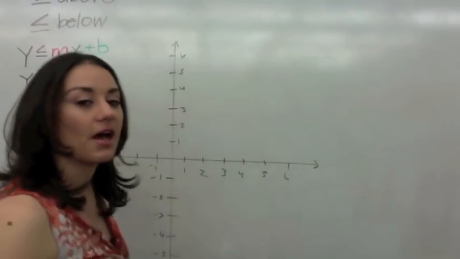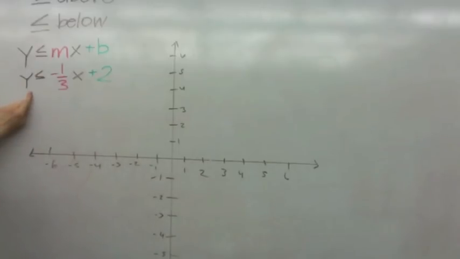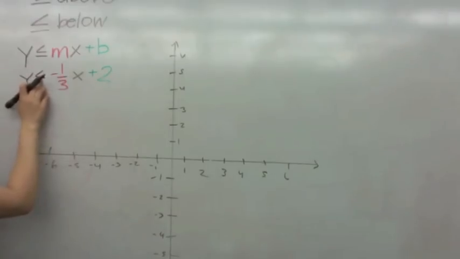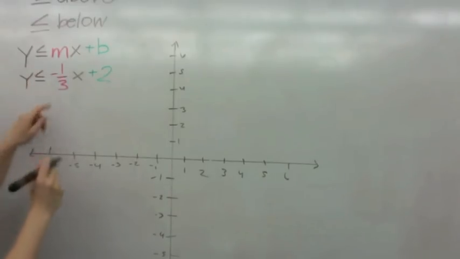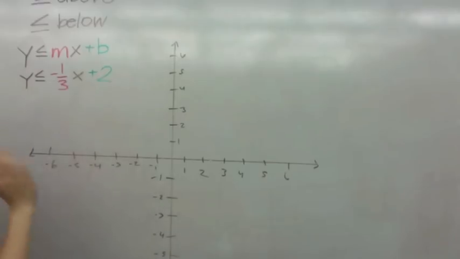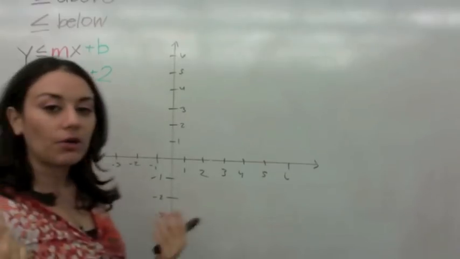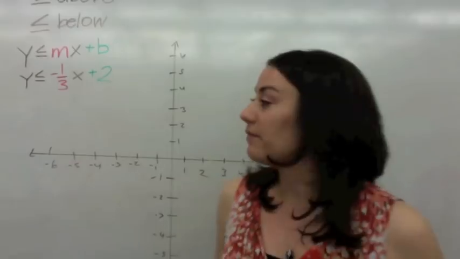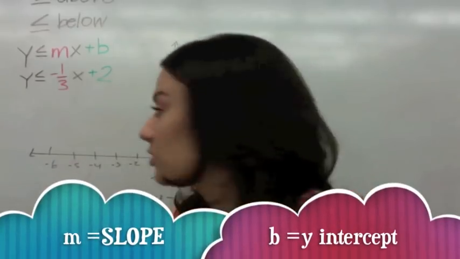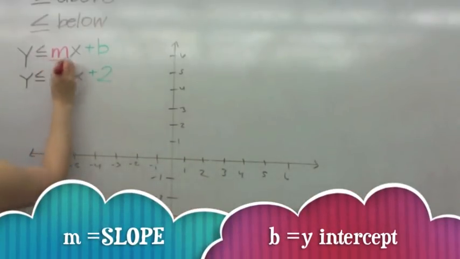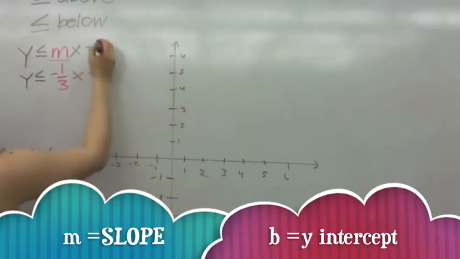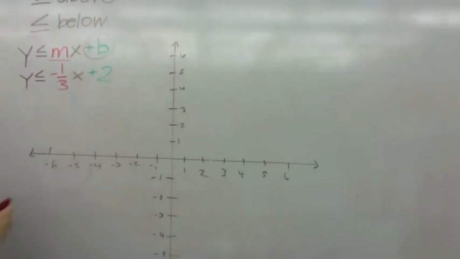So let's take a look at this linear inequality. Read it with me. It says y is less than or equal to negative 1/3 x plus 2. So if we want to graph this inequality, we look for two variables. How many variables do we look for? Two. The first one is m, and the second one is b. So we underline m. Everyone underline m.